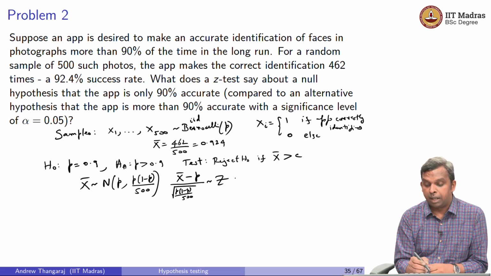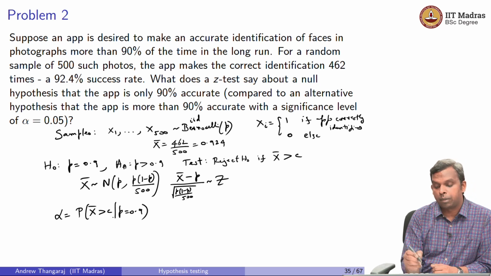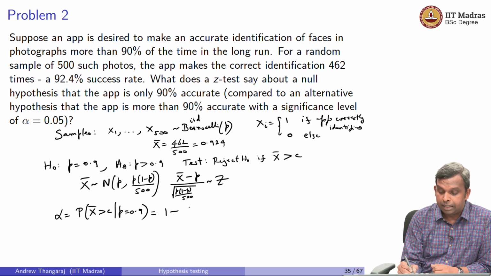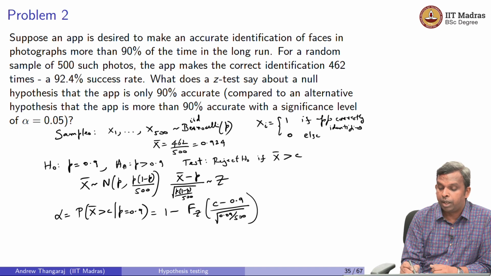Okay. So now what's my alpha calculation? Alpha is the probability that x bar is greater than c given p equals 0.9. What is that going to work out to? 1 minus Fz of (c minus 0.9) divided by square root of 0.9 times 0.1, which is 0.09. So let's just leave it like that, 0.09 by 500. I've just put p equals 0.9 here. 0.9 into 0.1 is 0.09 by 500.